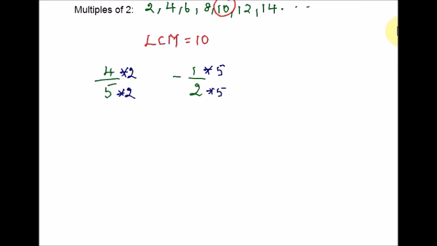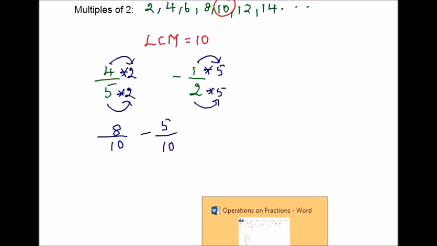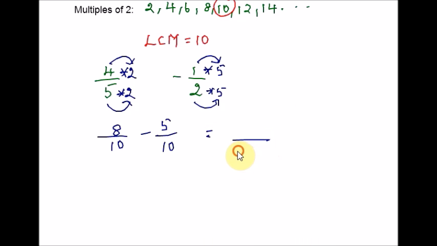Now let's perform multiplication. 8, 10, 5, 10. Now the denominators are the same. So let us keep it common and perform the operation given in the top row. So we will get 3 over 10.